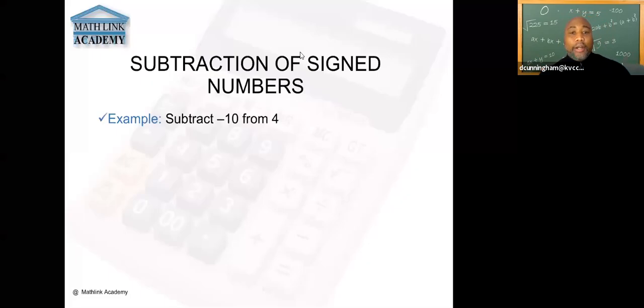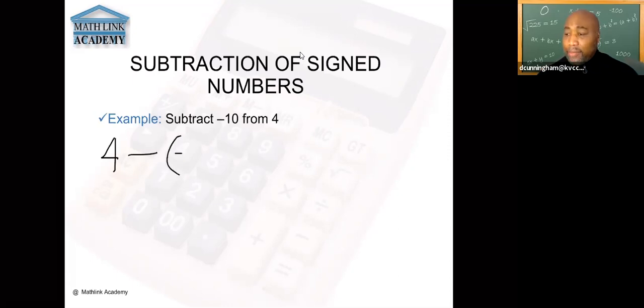Let's try to take our time with this one. This is subtraction of signed numbers again. In this case, we subtract negative 10 from 4. So let's make sure we write this correctly. We subtract negative 10 from 4. So we've got 4 minus, that's a subtraction sign, a negative 10. That's basically what it's saying.